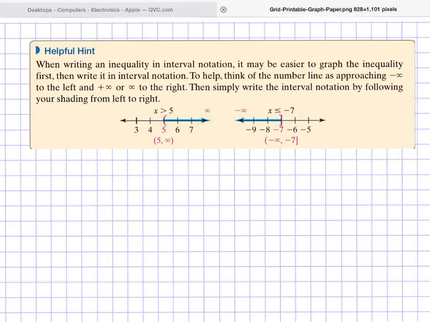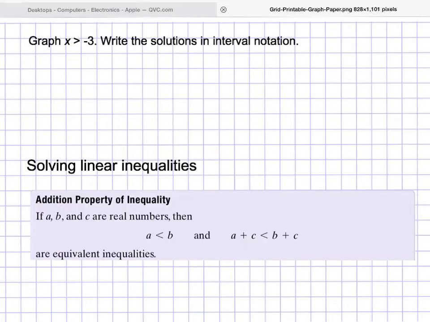So let's see. Here's an example. Let's graph x is greater than -3. And we're going to write the solutions in interval notation. Sometimes it's easier if you graph them first. Graph it first, and then you can see what symbols to use for the interval notation.